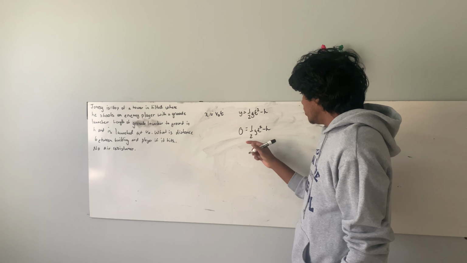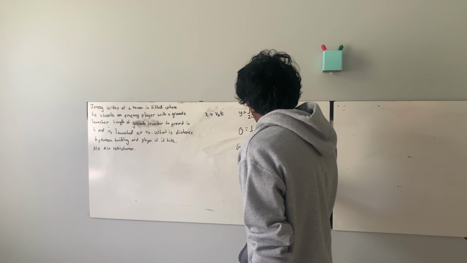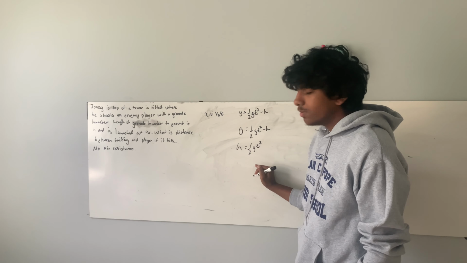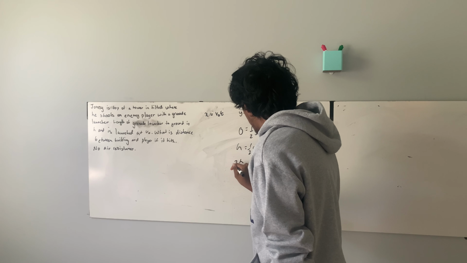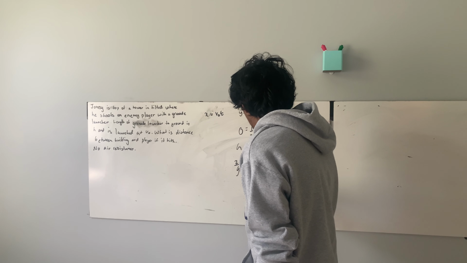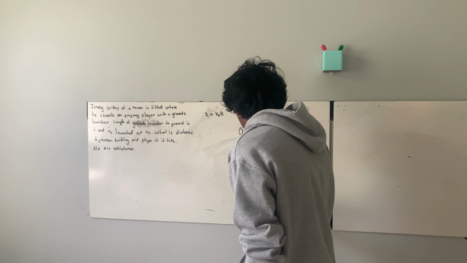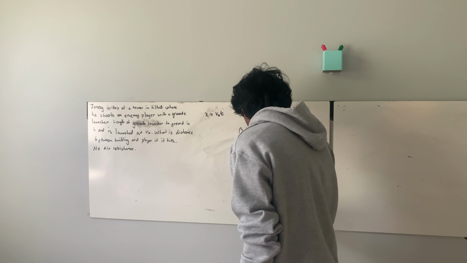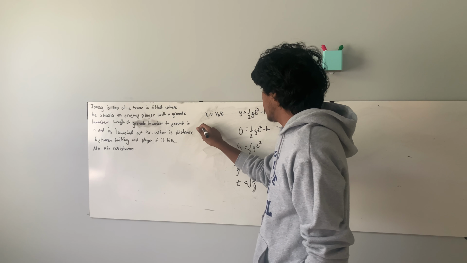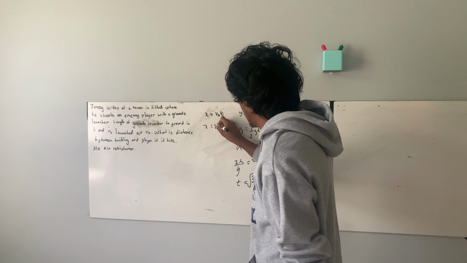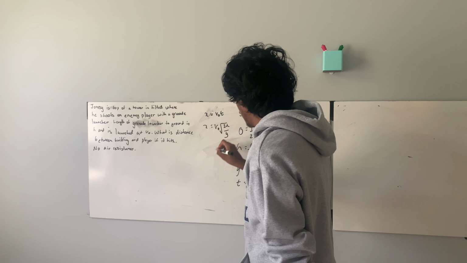I'm going to add h on both sides. Multiply both sides by 2 and divide both sides by g. So take the square root on both sides. So now that's our time. Plug this into this. And there's your answer.